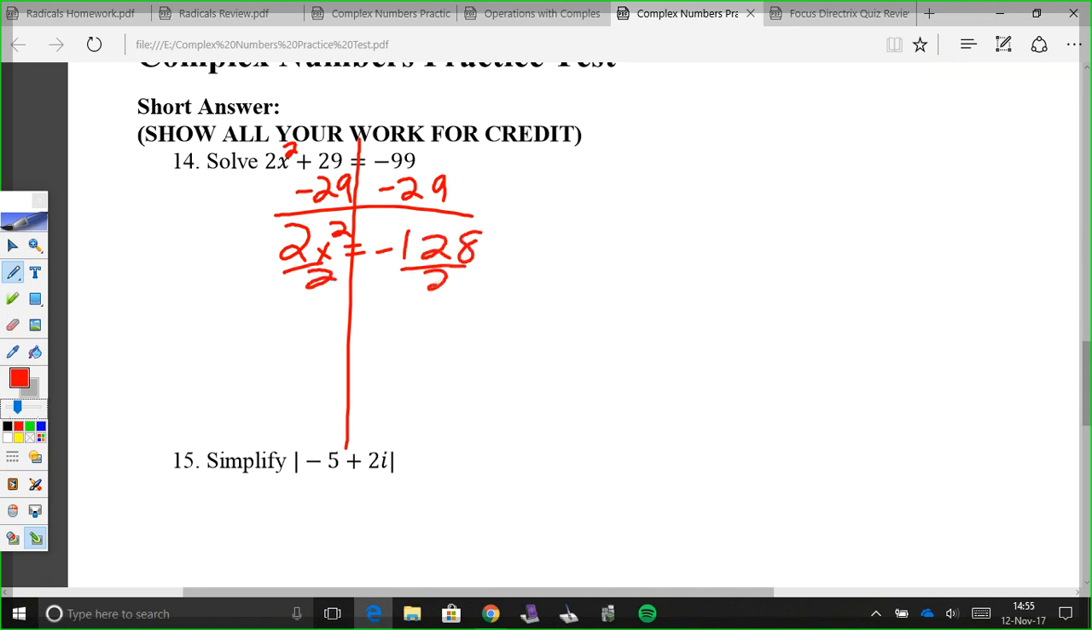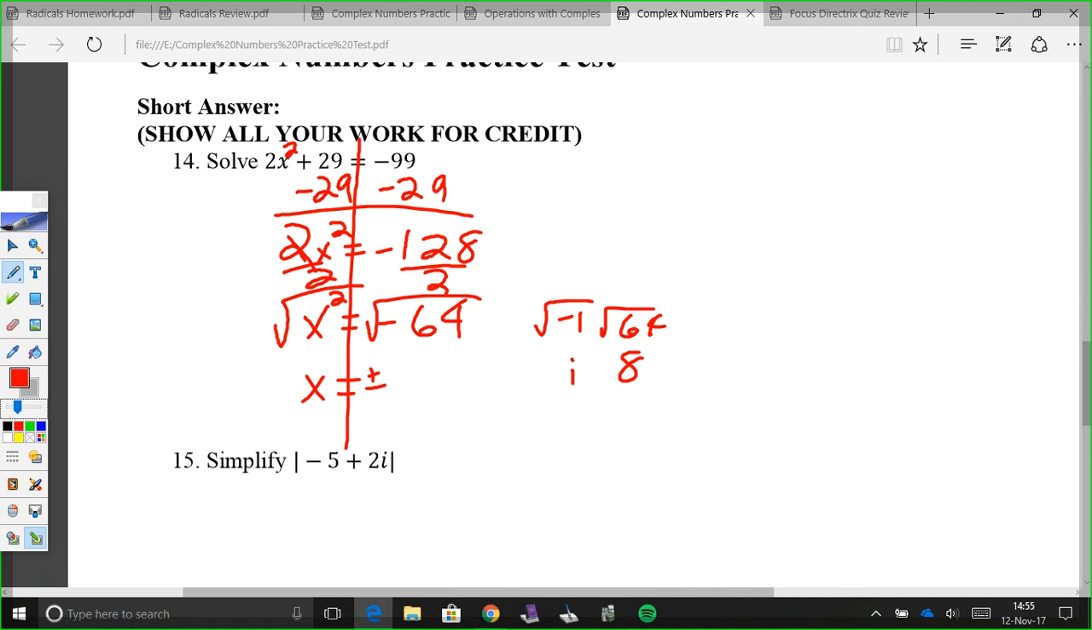Dividing by 2, I'll have x squared equal to negative 64. And then I'll take the square root of the end. I'll have x equal to the square root of negative 64. Don't forget the plus and minus. Again, you separate the negative from the 64, and this will become i and 8, so my answer would be plus or minus 8i.